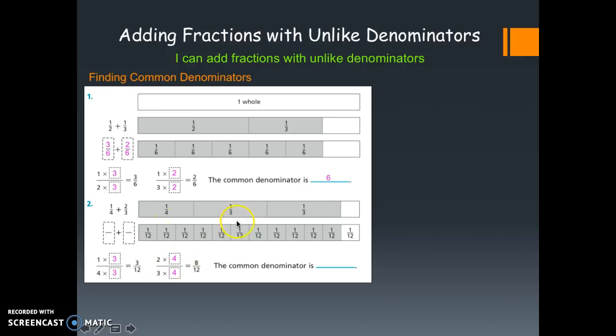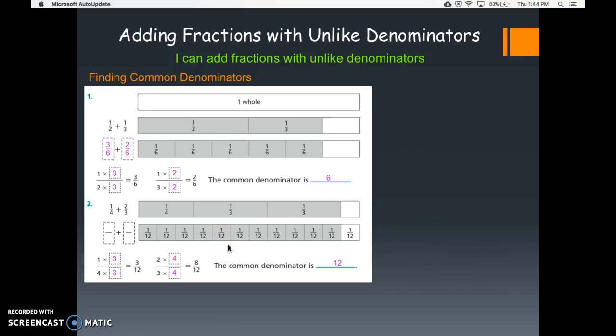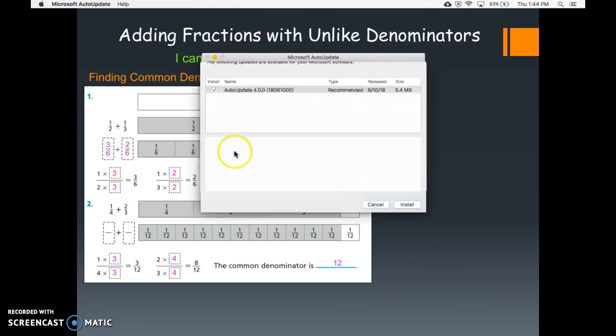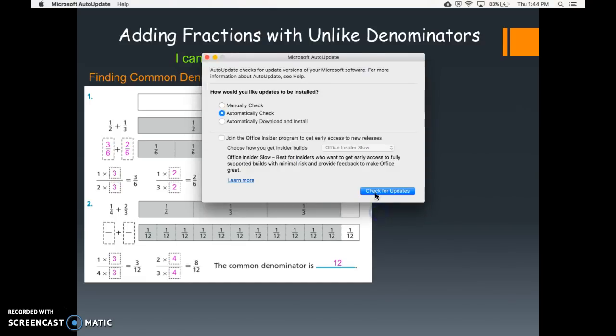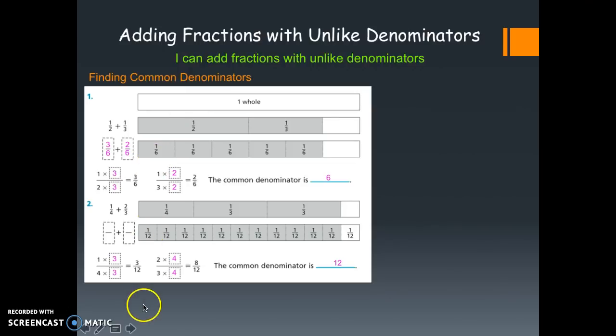And 2/3, here's 1/3, 2/3. If we turn that into 12ths, you can see that altogether we'd have 1, 2, 3, 4, 5, 6, 7, 8 12ths. So our common denominator is 12. Our new fraction, well, I don't want that to appear right now. We've got to get rid of that. So 1/4 is now 3 12ths. 2/3 is now 8 12ths. 3 plus 8 would be 11 12ths.